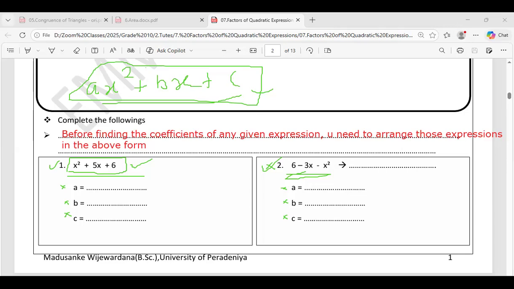Please send me the answers for A, B, and C. Not the factorization. I want you to find what is A, what is B, and what is C.